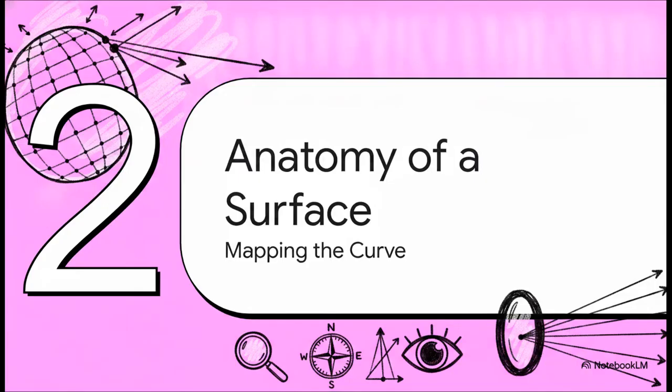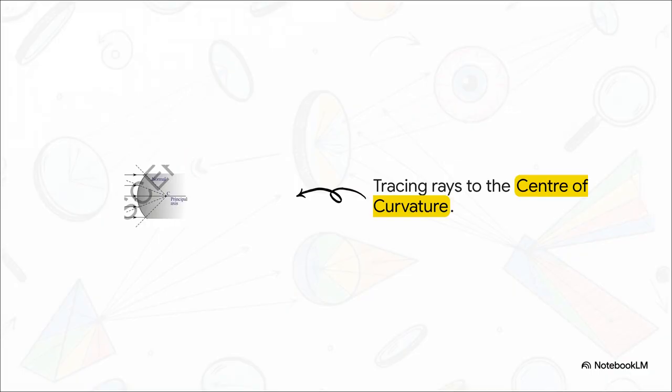Moving right along to Section 2, Anatomy of a Surface, Mapping the Curve. To really solve these optical mysteries, we kind of need to agree on some vocabulary. Let's map this out. Imagine a curved glass surface isn't just a curve, but a slice cut out of a giant invisible sphere. If you draw a line from the dead center of that imaginary sphere directly to the curved surface, that becomes what we call a normal line. This dashed line is absolutely crucial. According to Snell's law, it's the exact reference line that dictates how the incoming light is going to bend when it smacks into the curve.